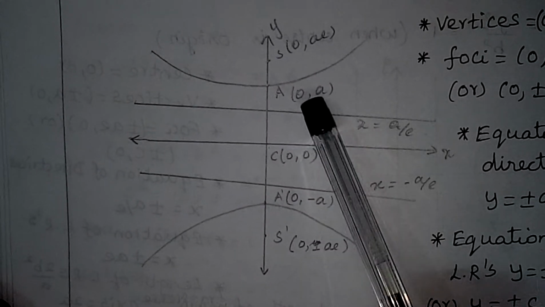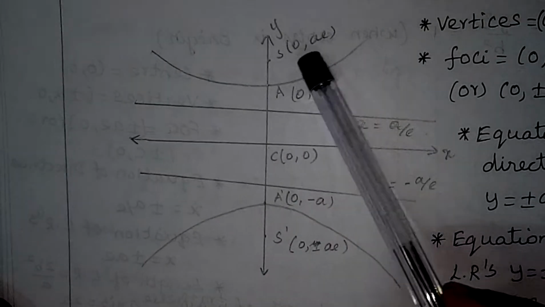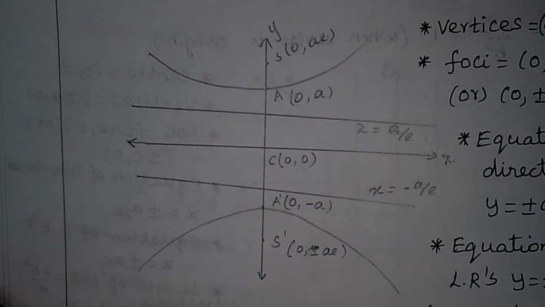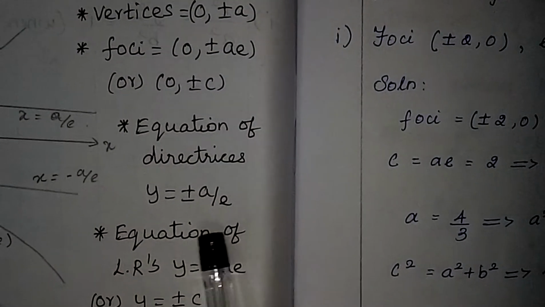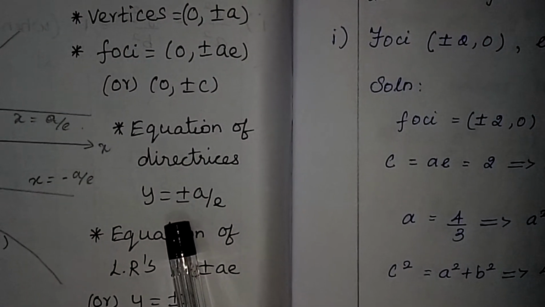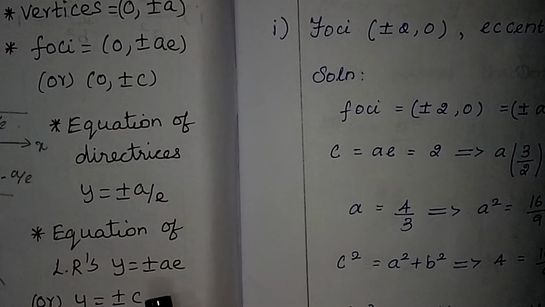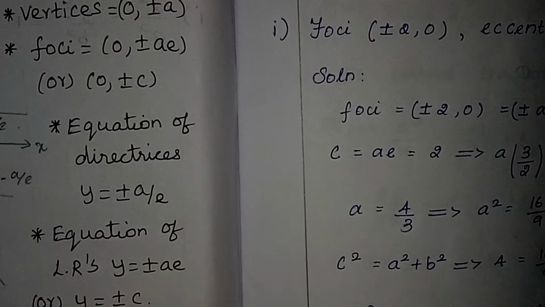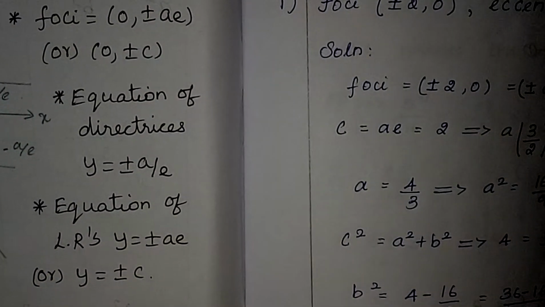The vertices are 0 comma plus or minus a. Then foci is 0 comma plus or minus ae. Then other formulas are equation of directrices is y equal to plus or minus a by e. Equation of latus rectum y equal to plus or minus ae. Then you can write this ae as c. So y equal to plus or minus c.